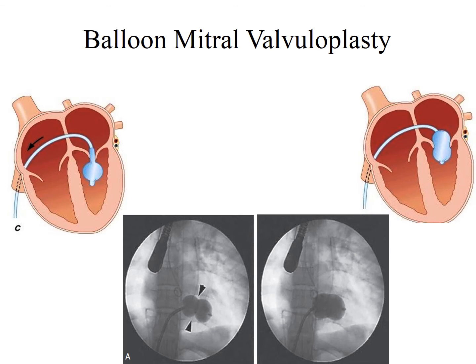This diagram shows how the balloon catheter is advanced through the right atrium. Then through a transseptal puncture, it passes across the interatrial septum into the left atrium and then across the mitral valve. The balloon is inflated to dilate the valve by splitting the fused commissures of the stenotic valve. A successful balloon valvuloplasty is defined as a valvular area more than 1.5 cm square with mitral regurg less than grade 2.